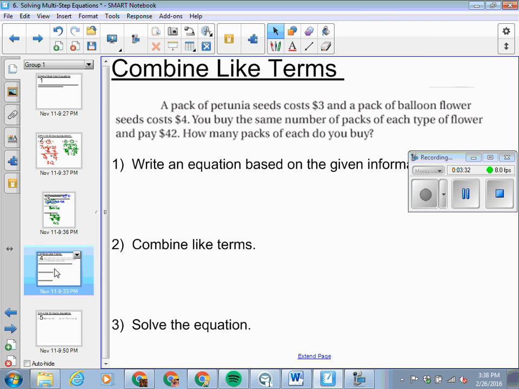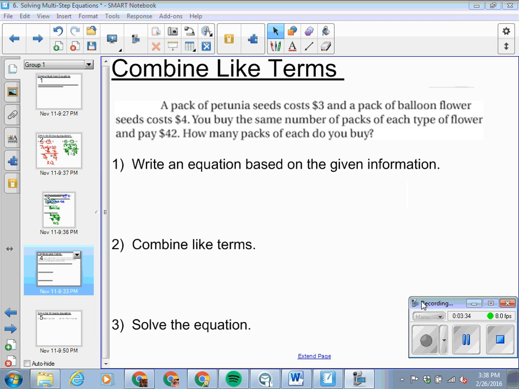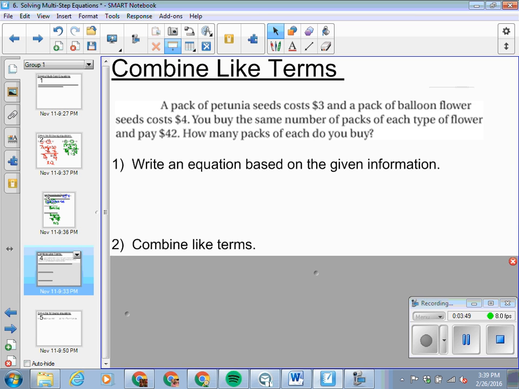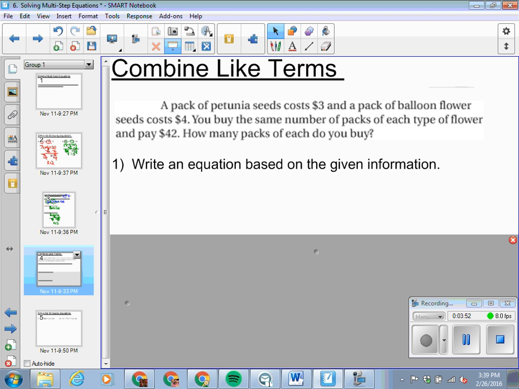How about a word problem? So a pack of petunia seeds costs $3 and a pack of balloon flower seeds costs $4. You buy the same number of packs of each type of flower and pay $42. How many packs of each did you buy? So we're going to write an equation. We're going to go ahead, though, and define our variable first. This goes back to our word problem lesson. So we're trying to figure out how many packs of seeds we bought. I'm going to go ahead and use just P for packs of seed.